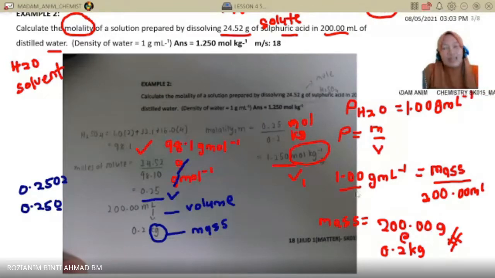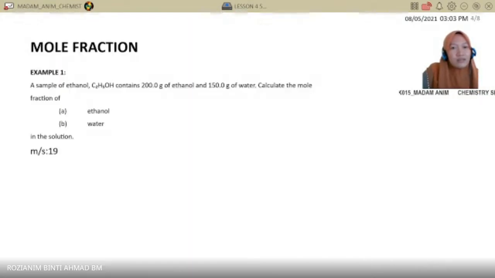Okay, alright. Now we proceed to the third concentration unit, the mole fraction. For the mole fraction, I take question number 1. There is only one question on mole fraction. Example 1, molarity, I left to you because it is a simple question. Okay, page 19. Page 19.